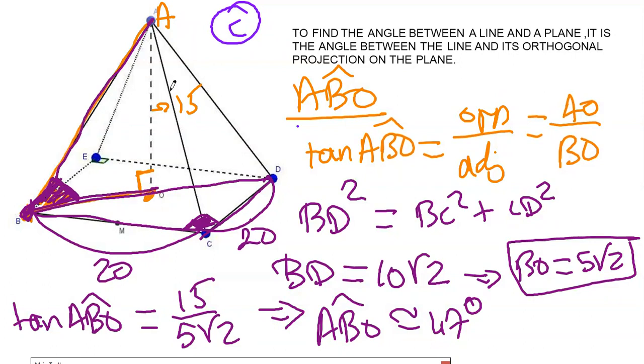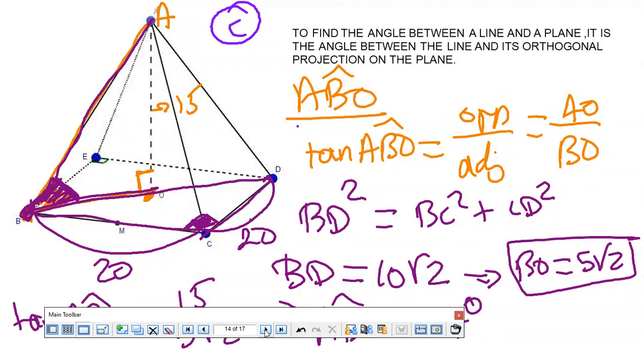So I will use the tangent because I have the opposite and the adjacent, so I can find it. The hypotenuse, I cannot find it. How are we going to find BO? It's half BD. And how are we going to find BD? We're going to find BD in the triangle BCD. It's a right isosceles triangle. Pythagoras: 20 squared plus 20 squared. And I will get what I want.